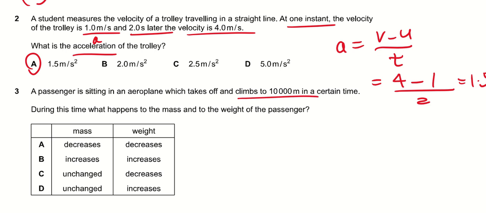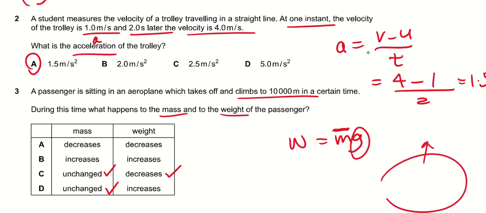A passenger is sitting in an aeroplane which takes off and climbs to 10,000 meters in a certain time. During this time, what happens to the mass and to the weight? So this one is easy. The mass is unchanged. The weight actually decreases, because weight is W equals mg, right? While the mass remains constant, the g actually decreases as it's further away from Earth.